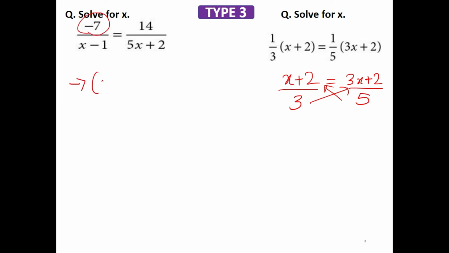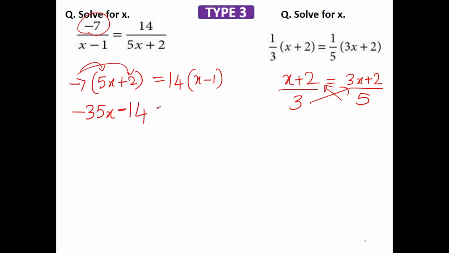When you cross multiply and try to simplify this part, you have to be very careful handling the negative. So it's negative 35x and it's minus 14. So it's just that you have to be more careful while multiplying with the negative sign. And the simplification is just the same.